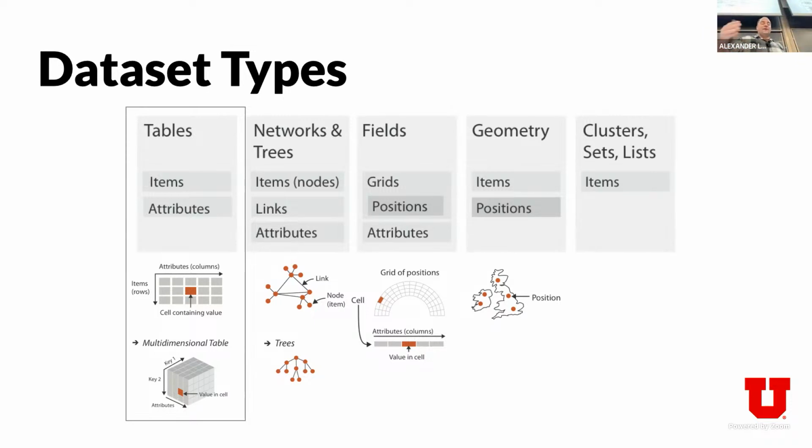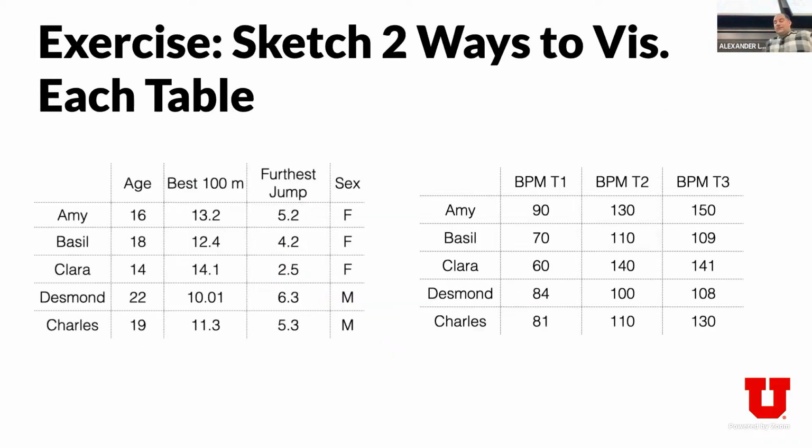Tables are made up of items and attributes. We have two-dimensional tables, or we could have high-dimensional tables. And I want to kick this off by doing a little exercise. The point of this exercise is to sketch those two tables, try to actually visualize the data, and then think a little bit about why you chose different visualization techniques for each of those tables.